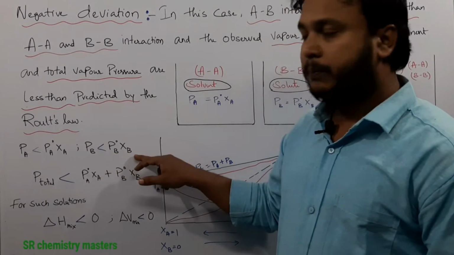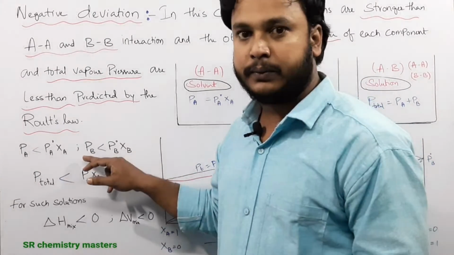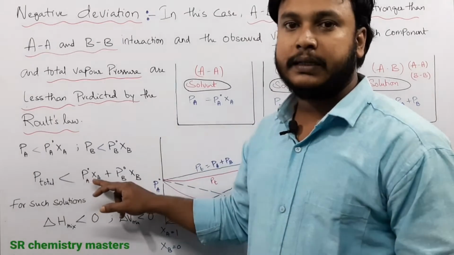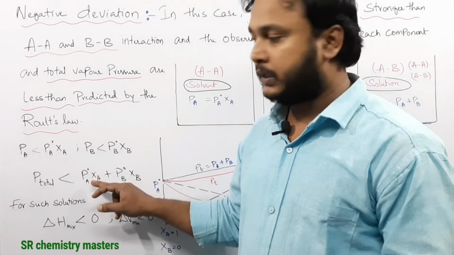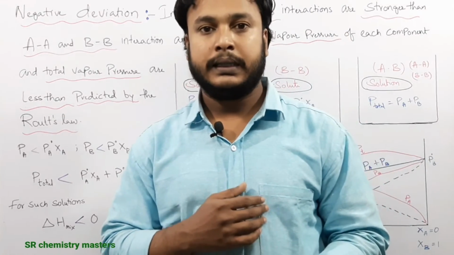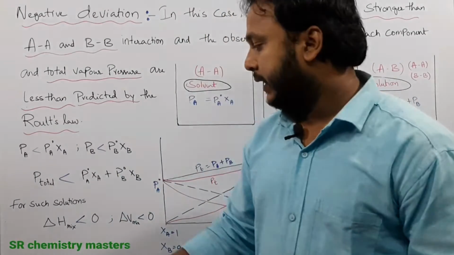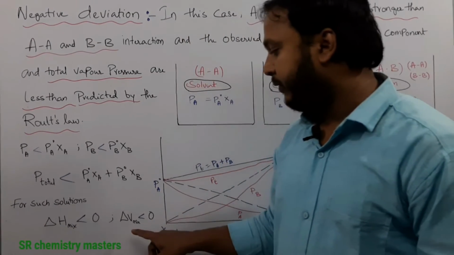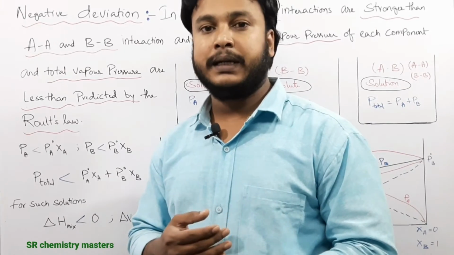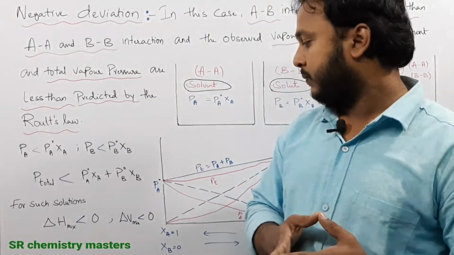This is the predicted value by Raoult's law, and PB is the calculated value. When it comes to the total pressure, it is less than the sum of the vapor pressures of both the components. Remember, for the non-ideal solution exhibiting negative deviation, the delta H value and delta V value will be less than 0, that is, the change in enthalpy and change in volume will be less than 0.